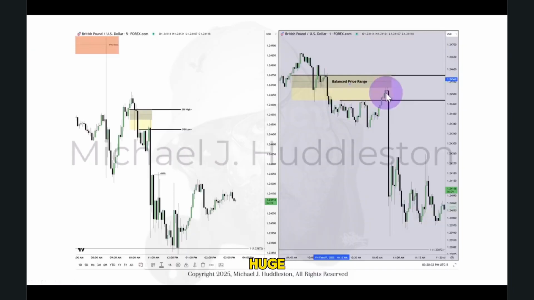We're going to take a huge leap. When do fair value gaps form? Inside the quarters. Now, that's not quarters theory.